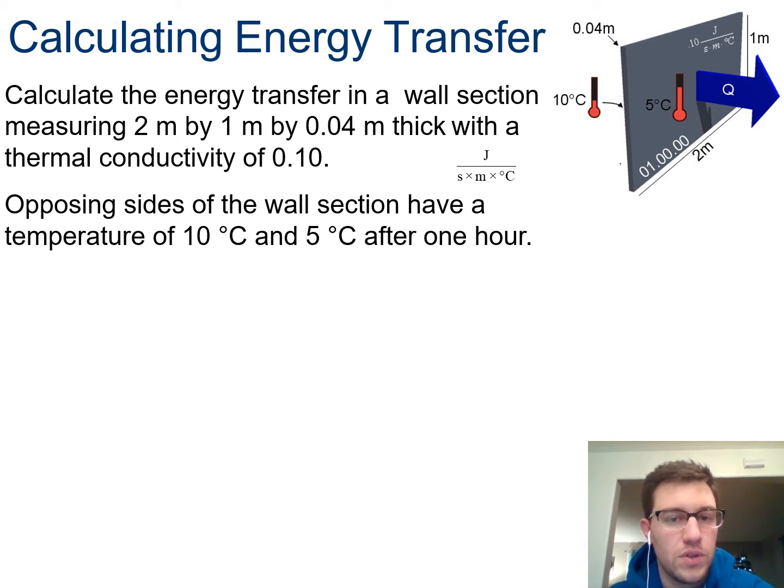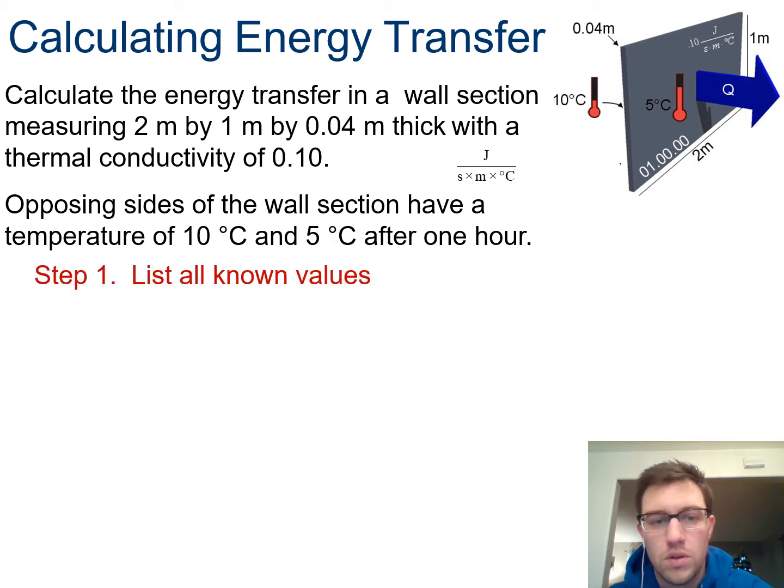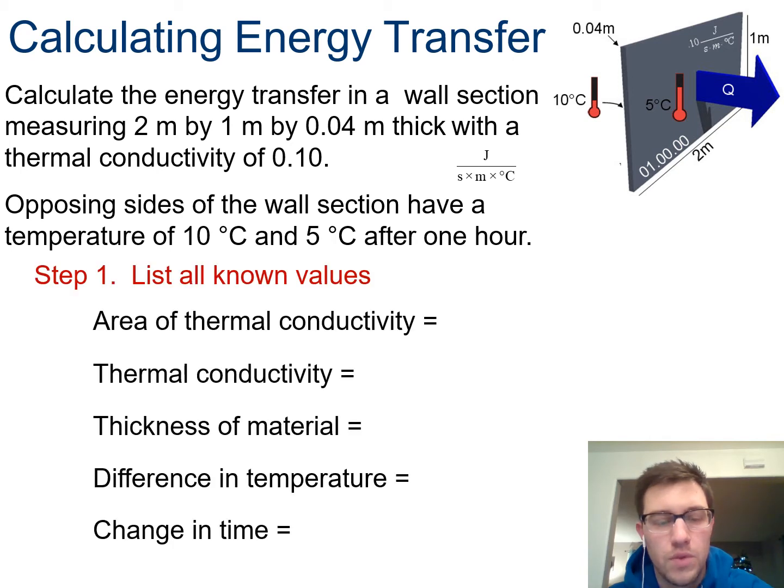Opposing sides of the wall section have a temperature of 10 degrees and 5 degrees C after 1 hour. So there's a picture over here showing us that, and we can use this to solve for our energy transfer. So let's look at that again. Energy transfer was, well, we'll get to that later. It's not letting me go back for how I'm recording this, so we'll get to that in a bit.